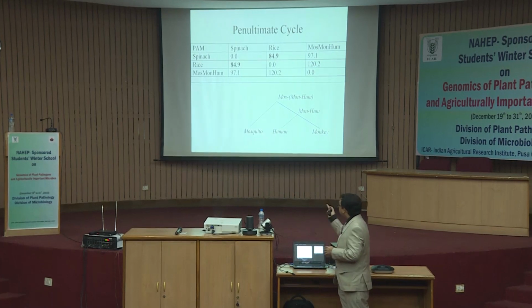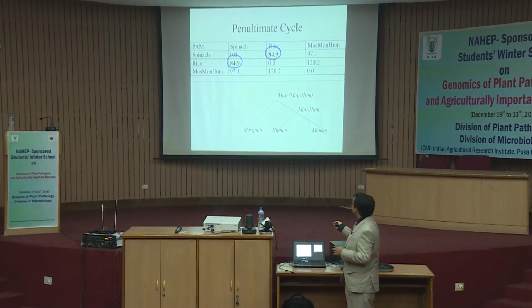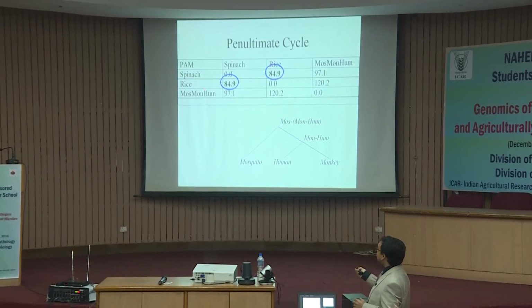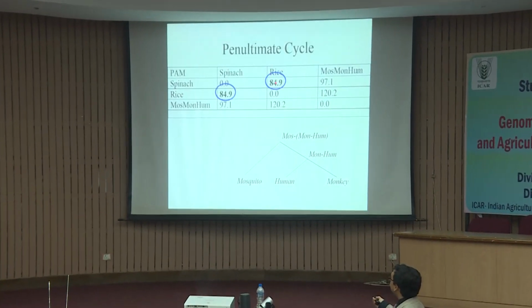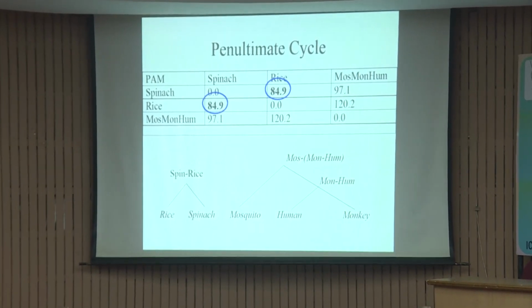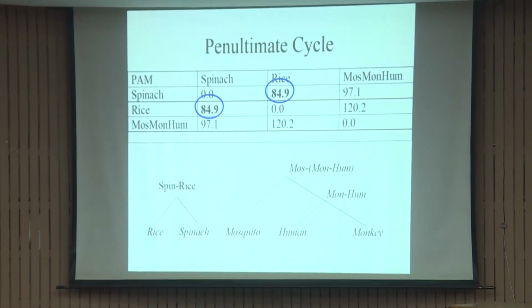Now, in another cycle, we observe that the close relationship is not between monkey and human, it is between rice and spinach. That means there is another evolutionary group. So, this is called polyphyletic origin of the group.